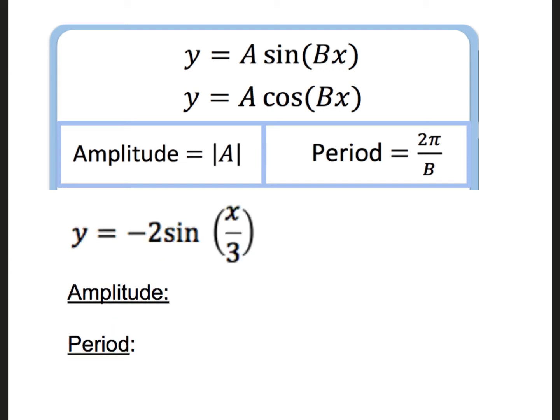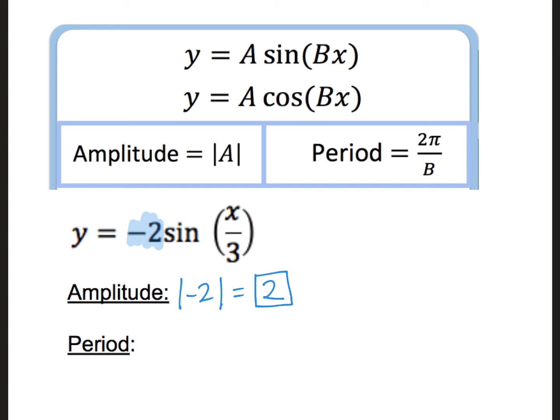All right, for your next example, we have y equals -2 sine of x over 3. So again, my a value is my number in front of my sine or cosine function. In this case, it is going to be -2. So to find my amplitude, we are going to do the absolute value of -2, which is just going to be +2. So my amplitude is 2.